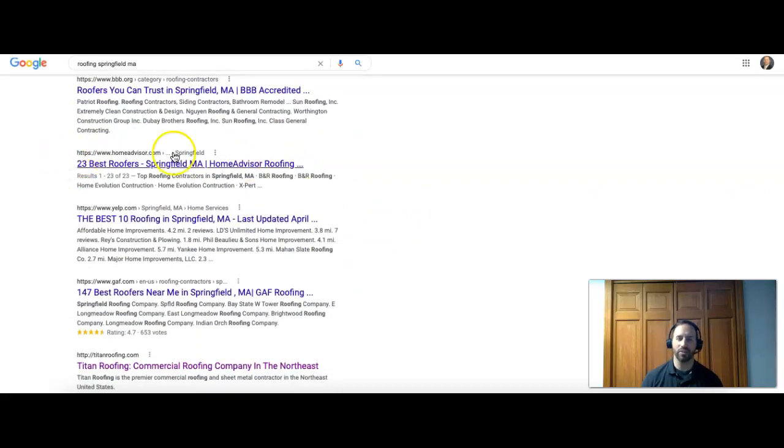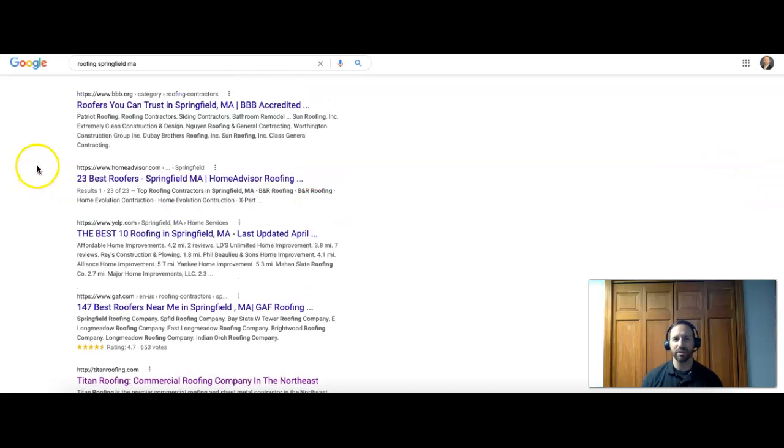After that, this is where we get to what we actually were searching for, right? The organic section. This is where you get the companies with their websites, but you will get directories mixed in. So you get the Better Business Bureau up here. You do get Home Advisor. You do get Yelp. And then we even have Gaff here, another one. And then we finally have an actual company, Titan Roofing. So if we were ranking this keyword, roofing Springfield MA, Better Business Bureau would get number one, Home Advisor number two, Yelp number three, Gaff number four, and Titan would get number five.